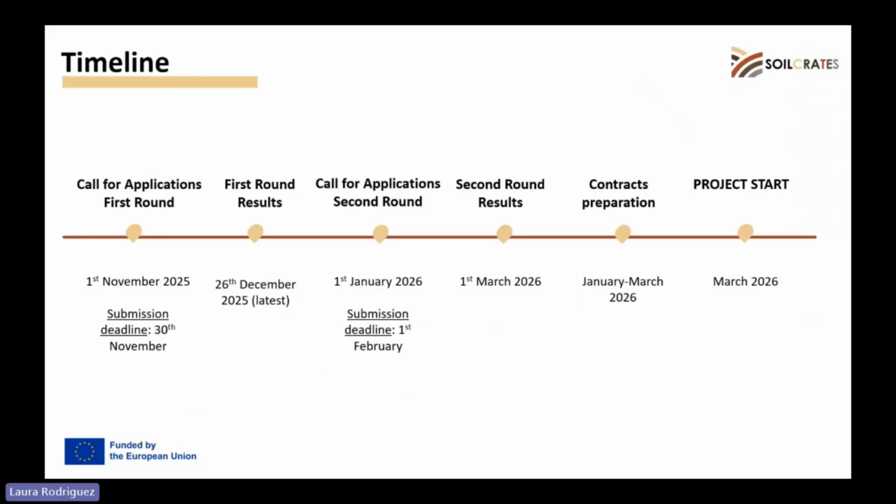For the timeline, the first round of the call opens on the 1st of November with the submission deadline on the 30th of November. Then the first round of results is on the 26th of December at the latest, so we'll all be celebrating Christmas by then. The second round will be early January, on the 1st of January, with a submission deadline on the 1st of February. Those second round results will be on the 1st of March. During the months from January to March, we will be preparing the contracts for a project start in March 2026.